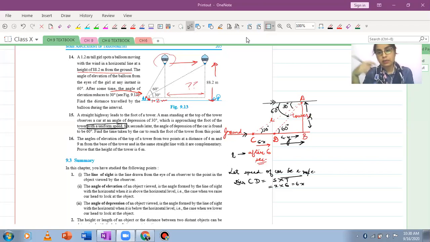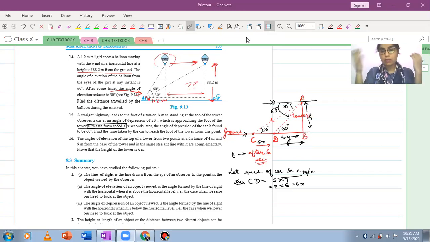And then the distance covered by the car from C to D in 6 seconds will be given by speed into time. That will be 6x meters. And the distance that the car covers from its second position, that's point D, to the foot of the tower, from point D to point B, has been taken as y. So now I have two right triangles. I'm going to apply T ratios in both the triangles. The purpose is to find out X and Y. X will be the speed of the car. Y is the distance that the car needs to cover from point D to point B, and then we can find out the time taken.